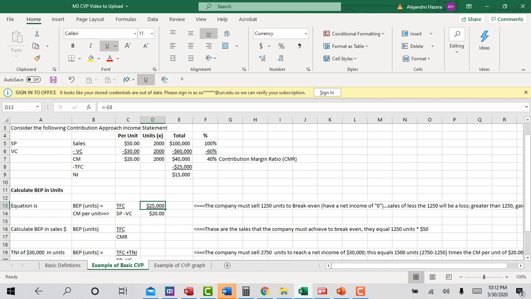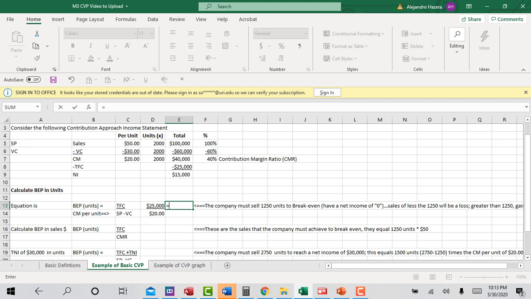So if you divide your $25,000 total fixed cost by your contribution margin per unit, which is $20 toward meeting those fixed costs, that'll give you the number of units you need to produce and sell in order to meet fixed costs. Let's see how many units that is. You can already see the description I have. 1,250 units. That's units, okay?